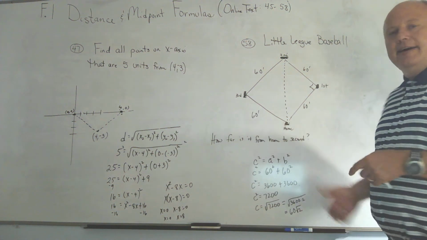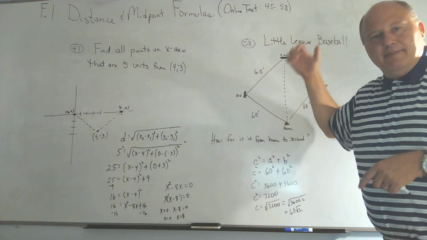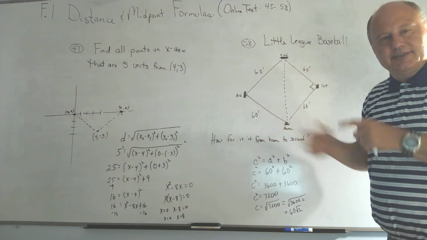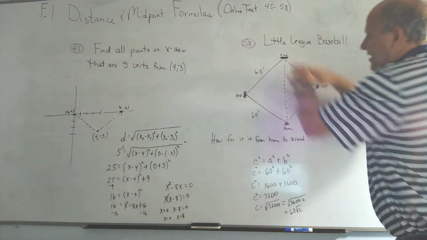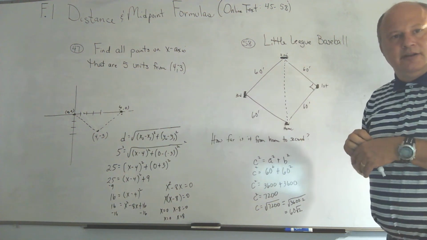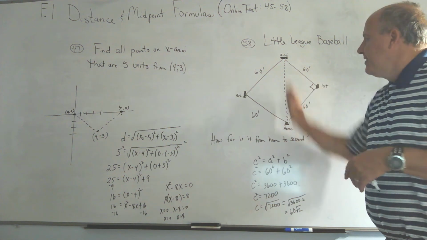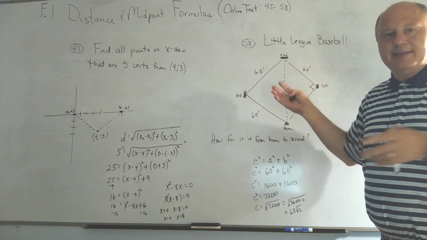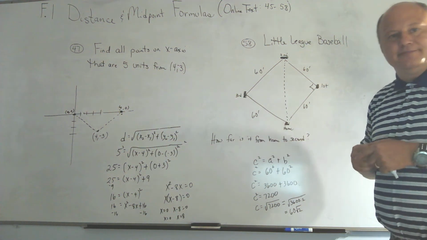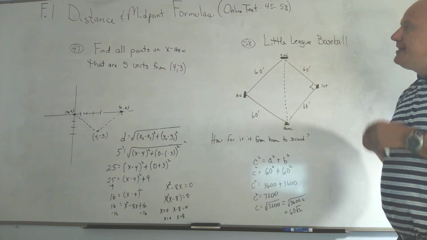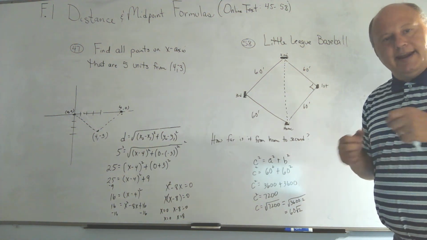So again, the problem in the book is a little bit more wordy than I'm letting on here. It's got a few more lines. But once you read it, you've got to visualize this picture. And then you've got to know where home is and where second base is. And then we're finding that distance. You don't have to be a baseball expert to know this, but you just have to know some basic things about the game.